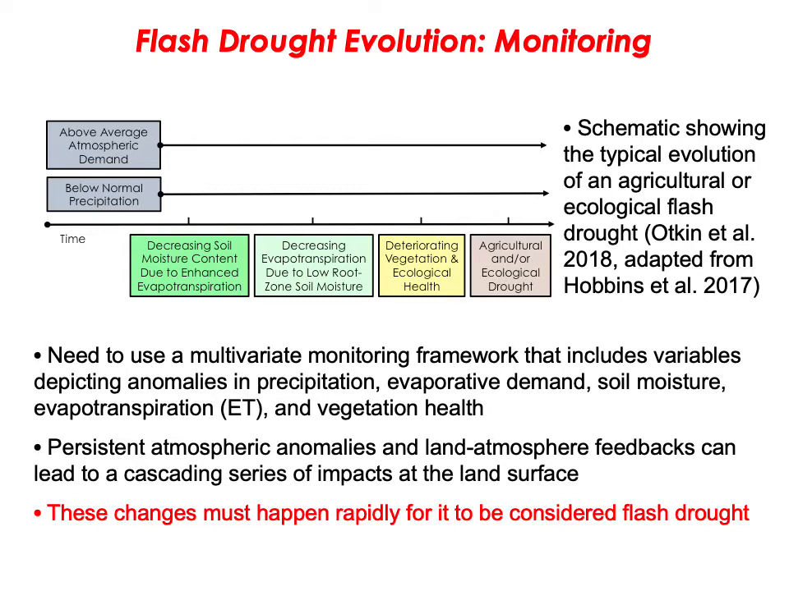Once drought conditions become severe, visible signs of moisture stress, such as yellow or curled leaves, can become apparent in the vegetation. And a final point I want to make here is that this sequence of events has to happen rapidly for it to be considered a flash drought event.